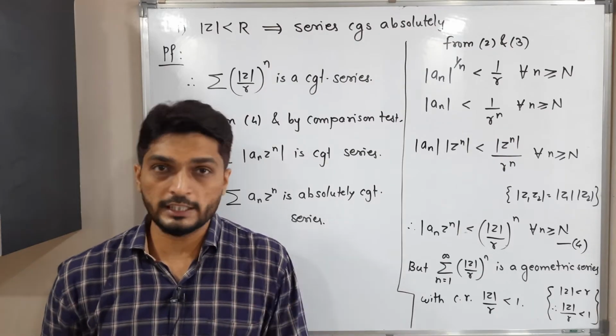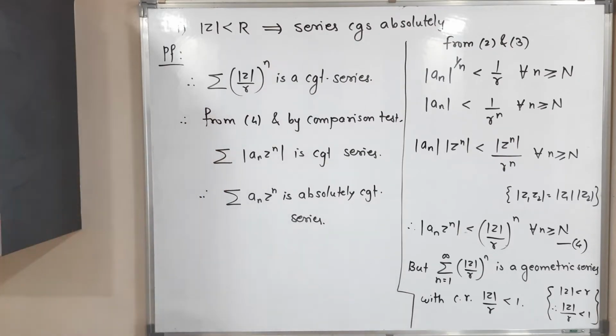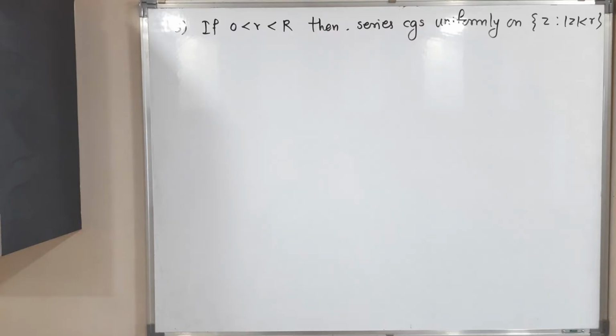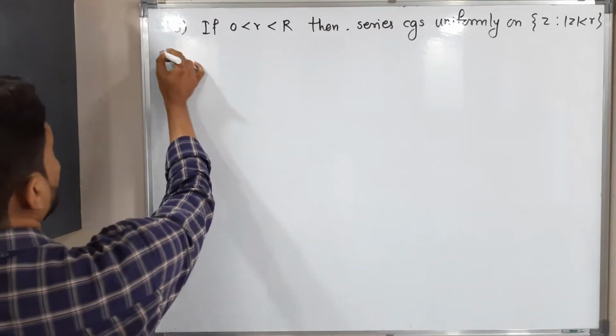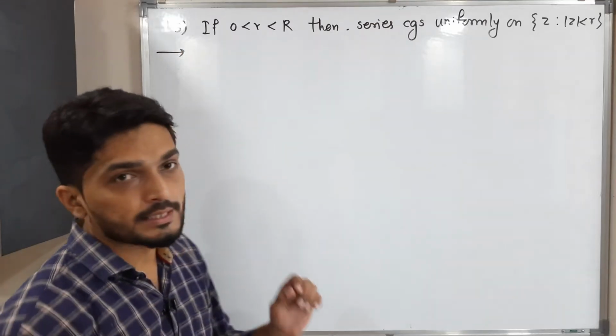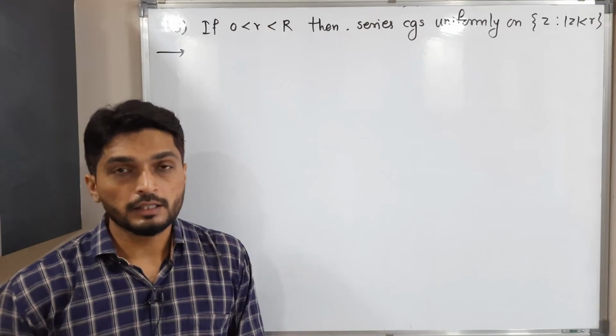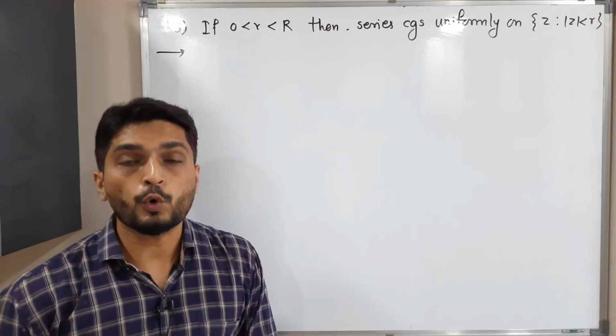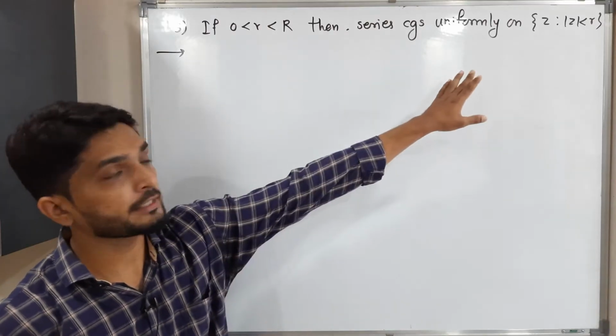So let us go for the next case. Make a screenshot of it first, then we will go further. Let us discuss the third case first and then we will go for the second case. So what is the third case? The third case is 0 less than small r less than capital R. Then the given power series converges uniformly for that domain.